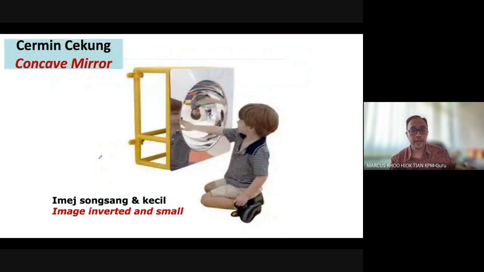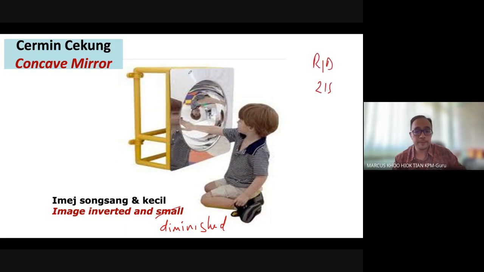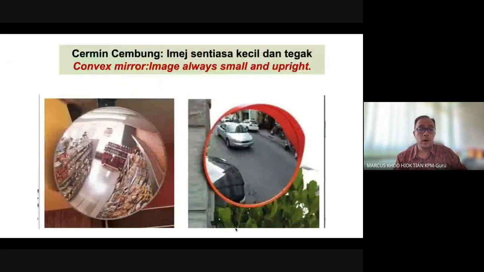Again, everybody, we don't use the word small. Instead of small, we use the word diminished, because we still want to hold on to the rid, ris, all those things. Now on the other hand, the convex mirror, the one that curves outward, and this is the good news. The convex mirror is always small. Actually, we no longer call it small. We call this diminished. The image is always diminished and upright.